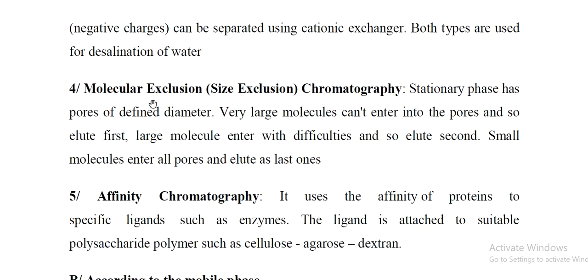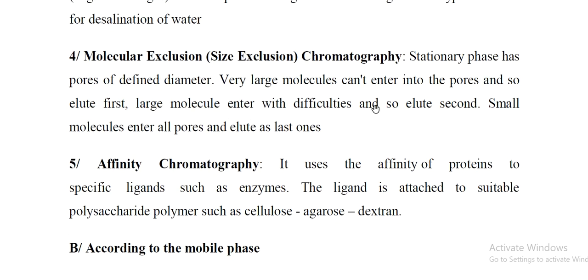The fourth type is called molecular exclusion or size exclusion chromatography. The stationary phase has pores of defined diameter. Very large molecules can't enter into the pores and so elute first. Large molecules enter with difficulty and so elute second. Small molecules enter all pores and elute as the last one.